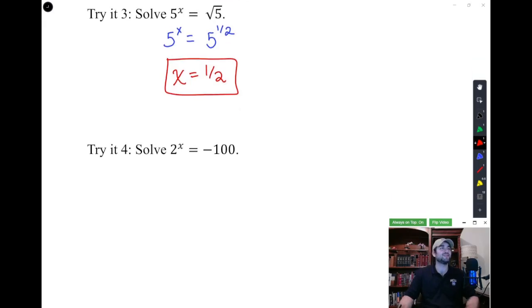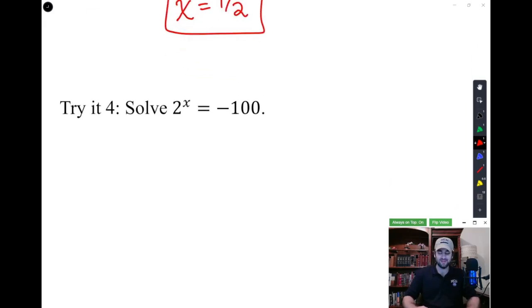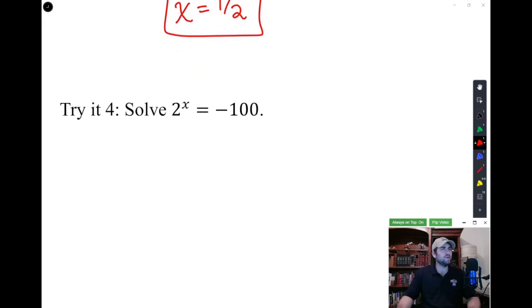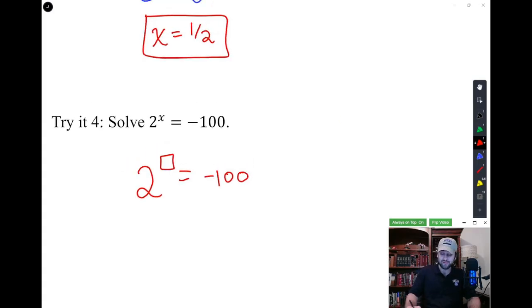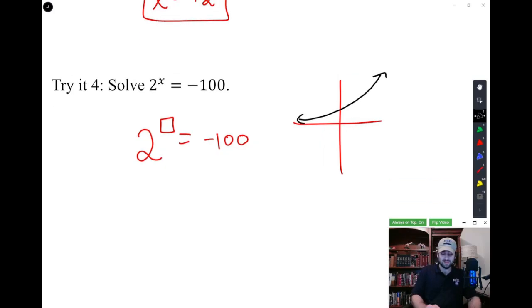And last, a kind of tricky one. They're just trying to be a little sneaky here. There's no power of 2 that turns into negative 100. More so, if you try to think of a number up here that will turn into negative 100, or even a negative at all, you can't, because the graph of the exponential function was never negative. It always resulted in positive numbers. And so no solution is the only thing that could happen here.